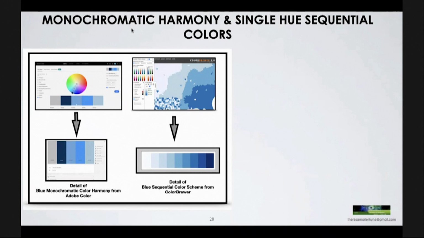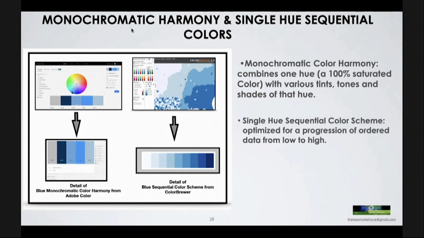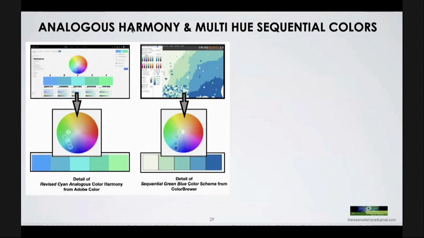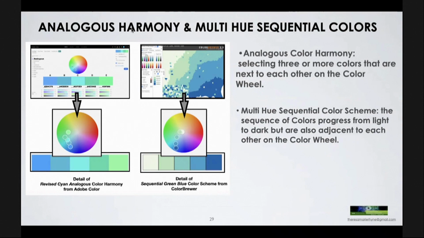So monochromatic color harmony, that's the tints, tones, and shades. When it's translated, what we're doing is a sequential color scheme. That's progressing from light to dark or dark to light, either one, but that's combining that in a monochromatic color harmony. Analogous is going to make a color harmony. It can also make a progression, and that's a multi-hue sequential color scheme.